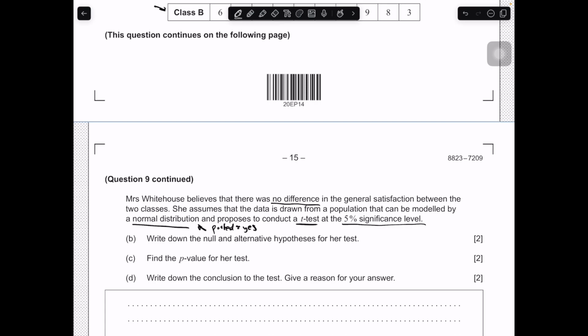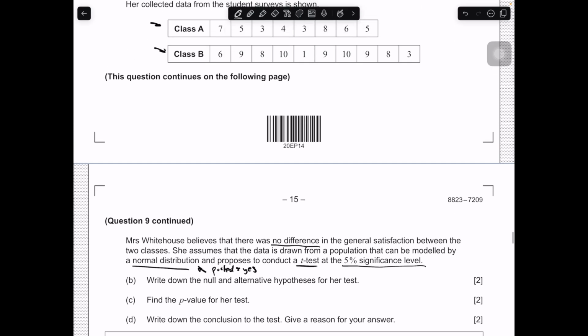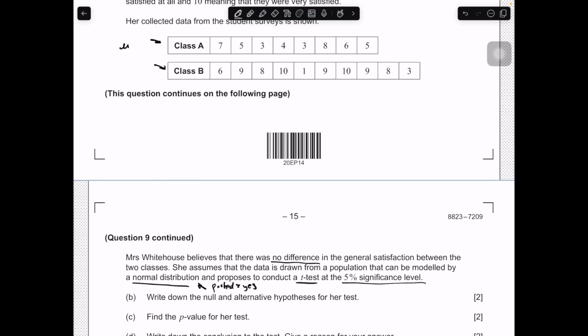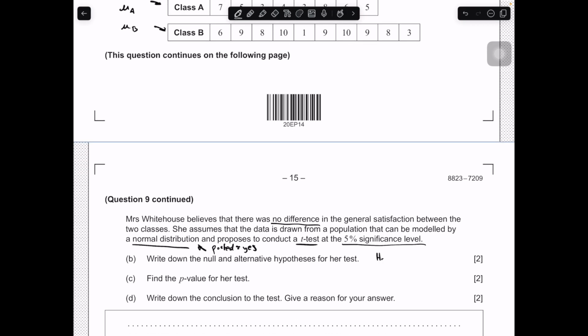Write down the null and alternative hypotheses. If we're calling this mu A and mu B, it doesn't matter. Null hypothesis, let's write it here, H0 and H1 or H alternative. We're saying that this is the status quo, that there is no difference. And the alternative is that mu A does not equal mu B. That's our alternative hypothesis. Generous, kind of 2 marks.